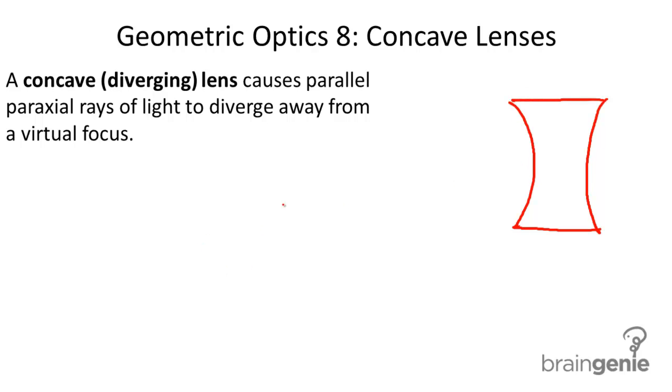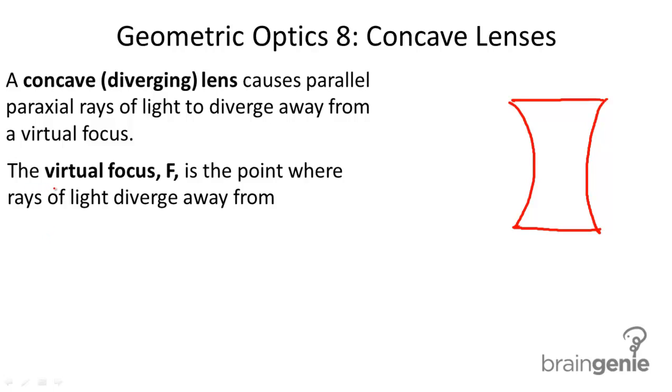Okay, let's go through the anatomy of a concave lens now. So a virtual focus is the point where rays of light diverge away from. So if you're looking in this direction through the lens, the virtual focus will be at some point on the same side that you're viewing from. This is a virtual focus because the rays of light don't actually converge to this point, they diverge away from this point. We call this F.